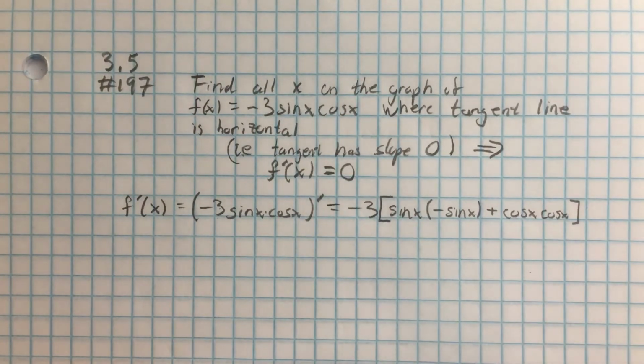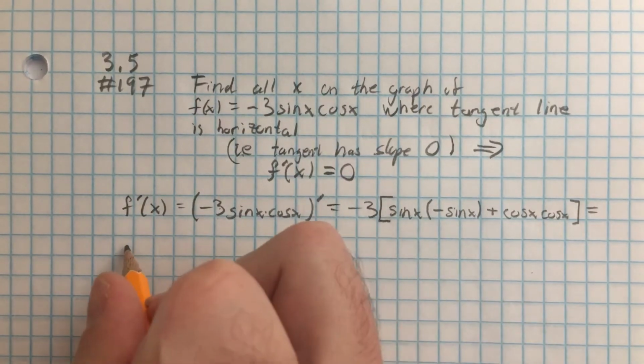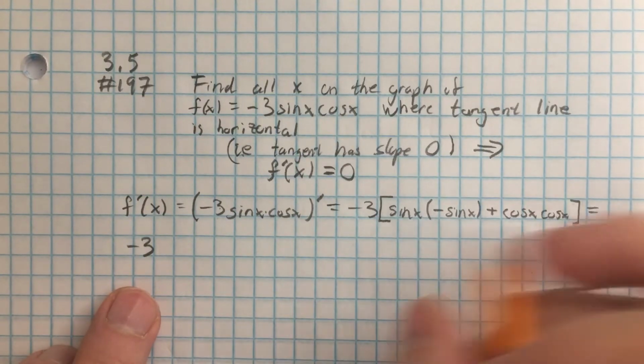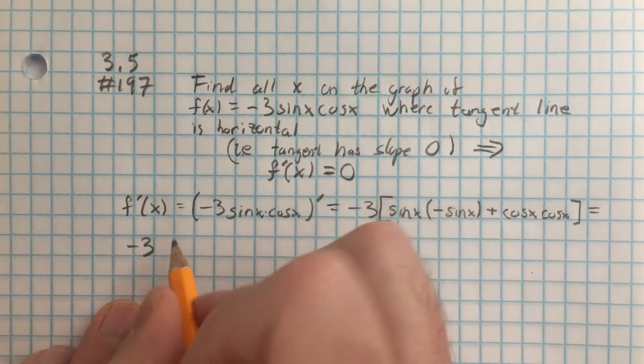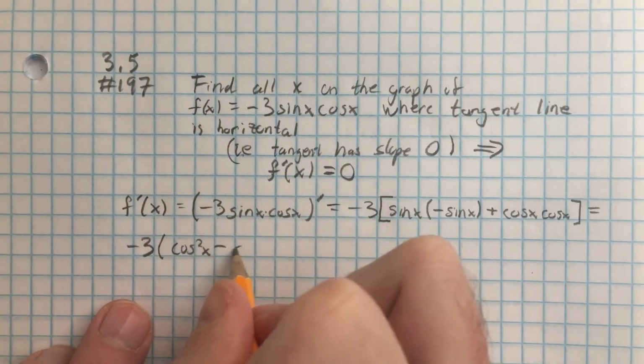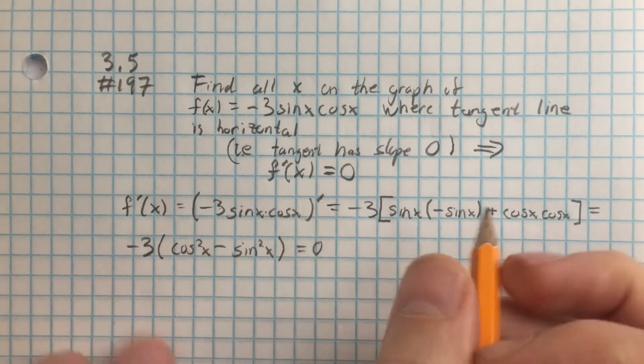All right, so there's the derivative taken. Try to clean up a little bit because we have to set equal to 0. So we have negative 3 times negative sine squared plus cos squared. I'm just going to write it in the opposite order, so I'm subtracting. So we'll have cos squared x minus sine squared x equal to 0.